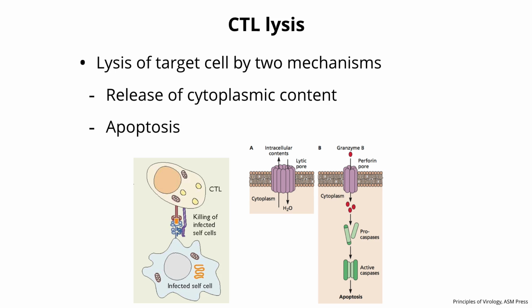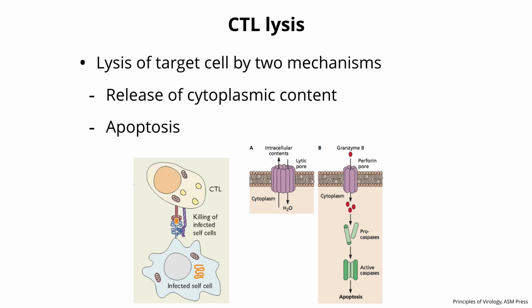And perforin works in one of two ways. It can make a pore in the target cell. Here we see a lytic pore being made. That would be made in the infected cell, of course. So the CTL is depositing these perforin proteins into the membrane of the target. They make a pore. The contents of the cell leak out and the cell dies. So this is a very straightforward mechanism.